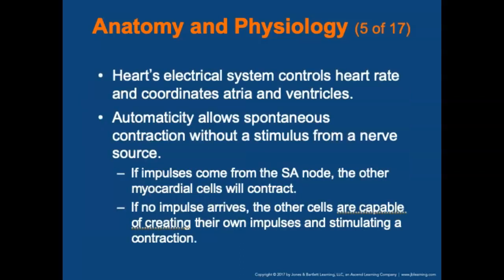Okay, so the heart's electrical system controls the heart rate and coordinates the work of the atria and the ventricles. The heart generates its own electrical impulse, and it starts with the sinus node. The impulse passes from the atria to the ventricles. Automaticity allows spontaneous contraction without a stimulus from a nerve source. As long as impulses come from the SA node, the sinoatrial node, the other myocardial cells will contract when the impulse reaches them. If no impulse arrives, however, the other myocardial cells are capable of creating their own impulses and stimulating a contraction.